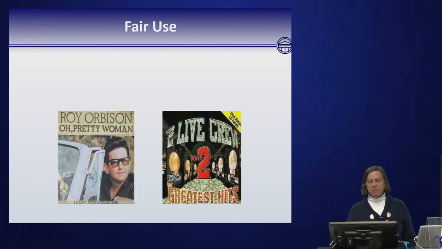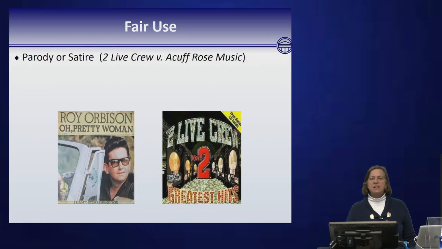Fair use, you may remember this from legal environment. Under certain circumstances, it is all right to use copyrighted work without the permission of the copyright holder. So if the copyright is being used in a parody or a satire, then you don't have to have the permission of the copyright holder. So that was the Two Live Crew case versus ACCT445 Music that we covered in legal environment.